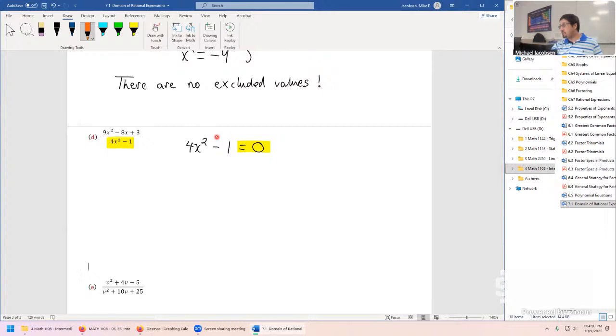This one factors by the difference of squares, which says a squared minus b squared always results in a plus b times a minus b. So we'll split this up in the same kind of way.